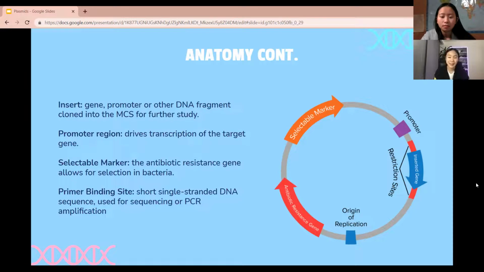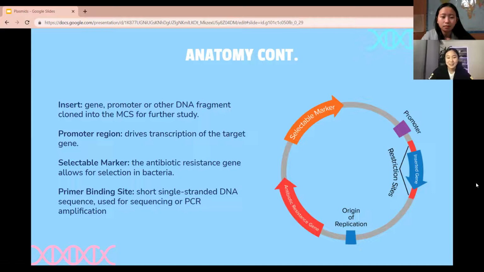Continuing on with the anatomy, there's just a few more. There's also the inserted gene, and this is essentially a promoter or other DNA fragment cloned in the multiple cloning site for further study. As well, the promoter region drives transcription of the target gene. And this is really essential for expression vectors, because what the promoter does is it determines which cell types the gene is expressed in and the amount of recombinant protein obtained.